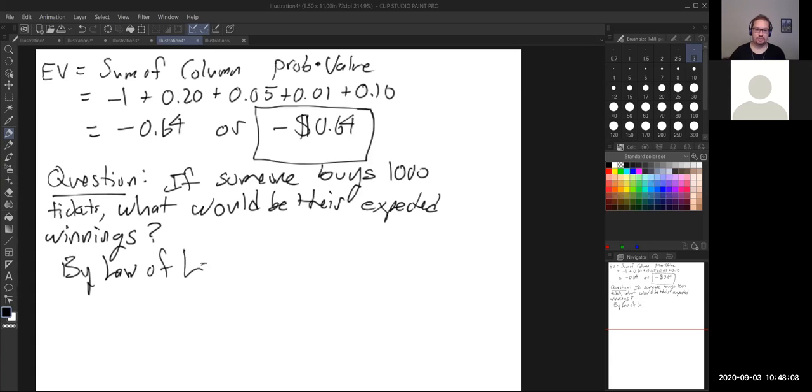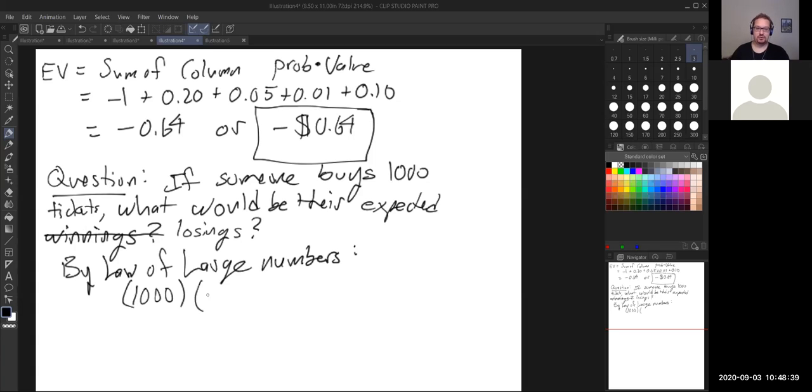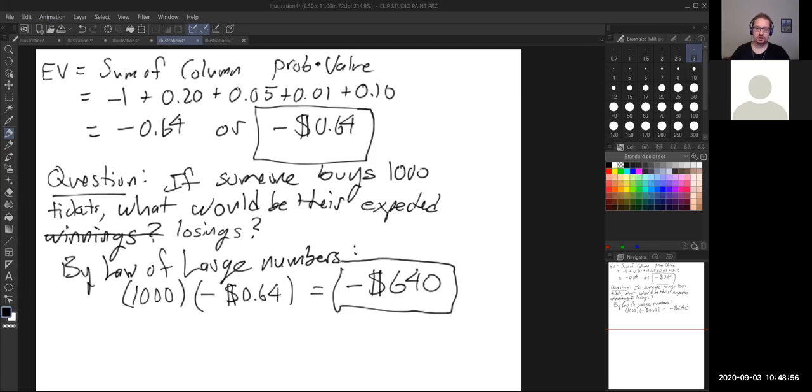So by the law of large numbers, and I phrased this differently than the book. Sorry, let's change winnings to losings. Their expected losings. How much do they expect to lose? By the law of large numbers, we'll take 1,000, that's how many tickets we're buying, times the expected value of the game, which is -0.64. And so our expected losings are $640.